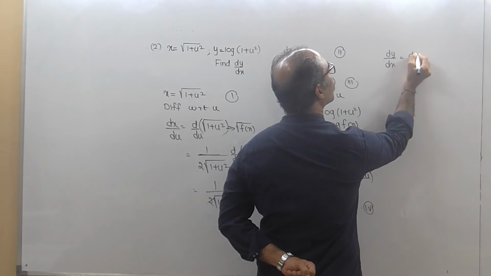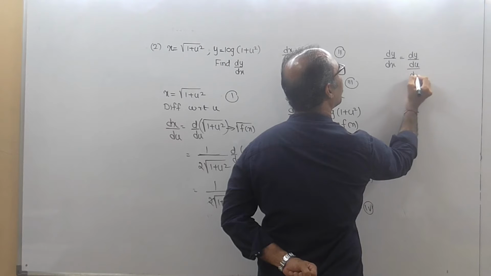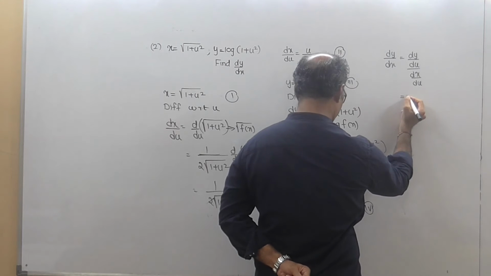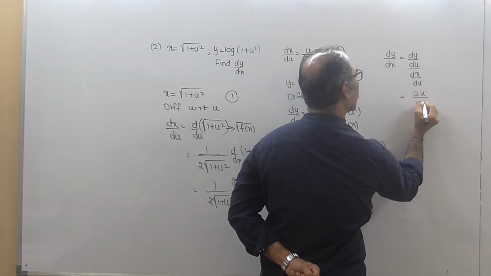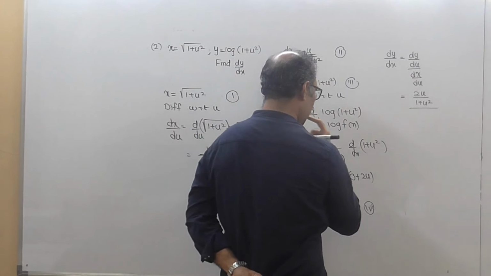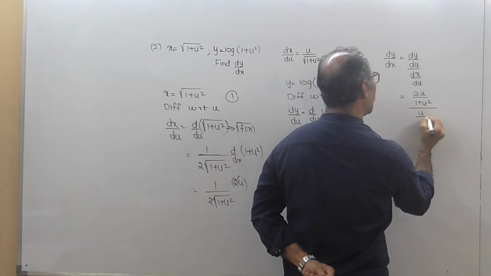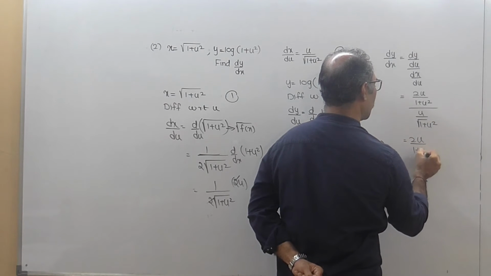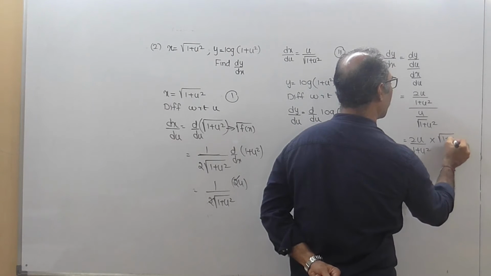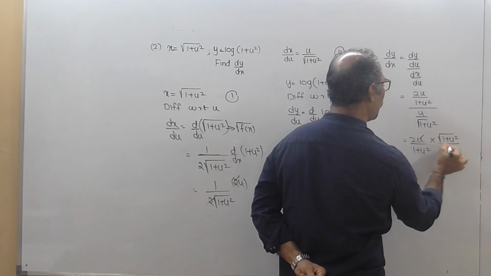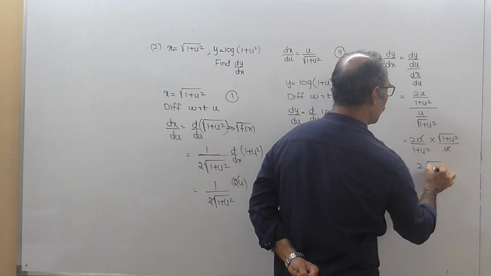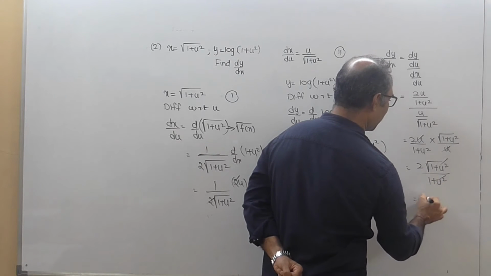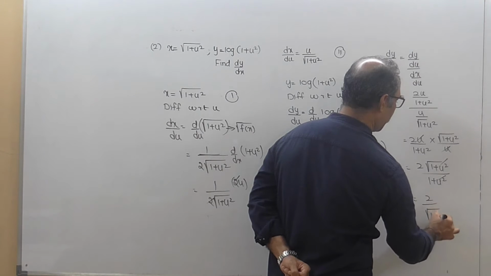dy by dx equal to dy by du upon dx by du. dy by du is 2u upon 1 plus u square. dx by du is u upon root of 1 plus u square. That means this is 2u upon 1 plus u square multiplied by root of 1 plus u square upon u. u and u will get cancelled. You get 2 root 1 plus u square upon 1 plus u square. This will get cancelled. You get 2 upon root of 1 plus u square.